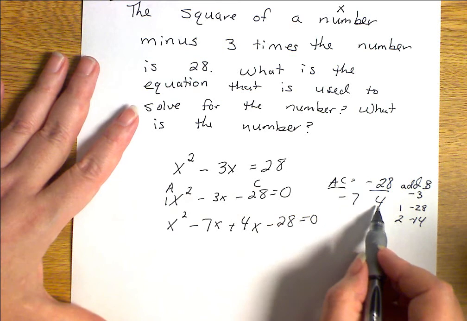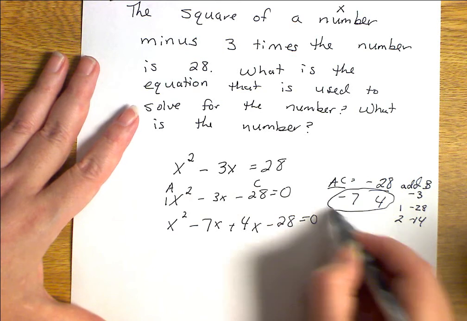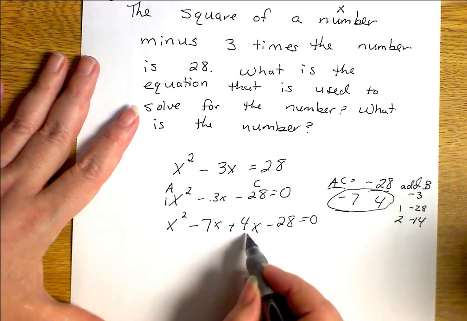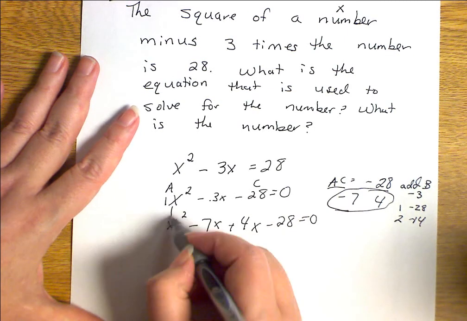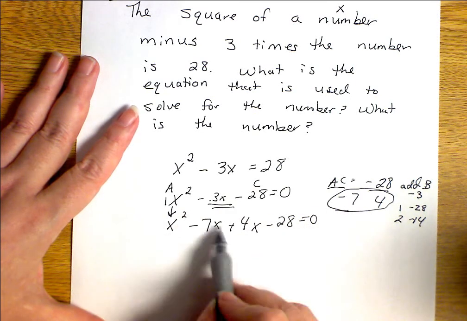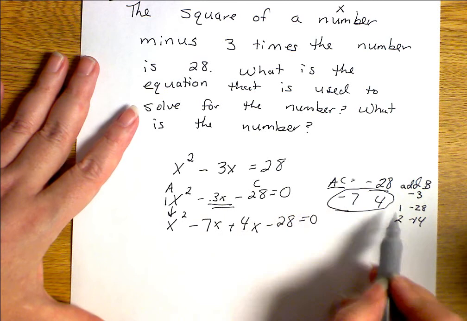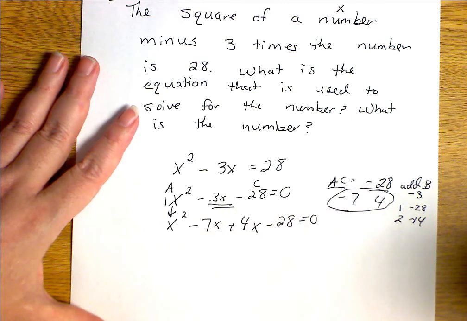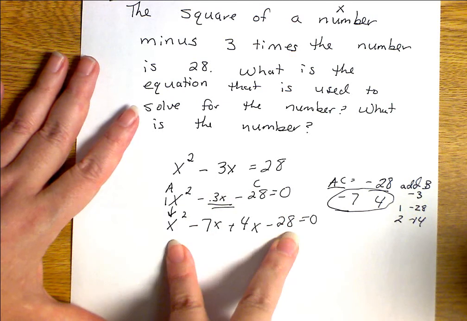Then you take this number and you rewrite it so that you're using these numbers. So it'd be x squared, so you're just bringing this down. This is what you're rewriting, so you have minus 7x plus 4x, and then you bring down that negative 28. So you're kind of undoing FOIL. Okay? So what's the equal 0?